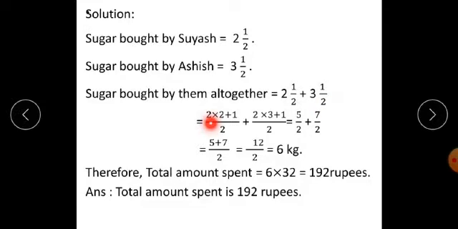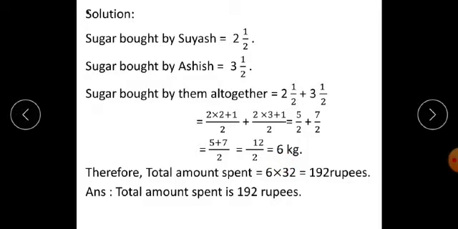Therefore, conversion: 2 into 2 plus 1 upon 2 plus 2 into 3 plus 1 upon 2. 2 2s are 4 plus 1, 5 upon 2. 2 3s are 6 plus 1 upon 2 is equal to 7 upon 2. Now the denominators are same, therefore direct addition: 5 plus 7 upon 2 is equal to 12 upon 2. Both are even numbers. 12 is divisible by 2, therefore they bought 6 kg of sugar in all.